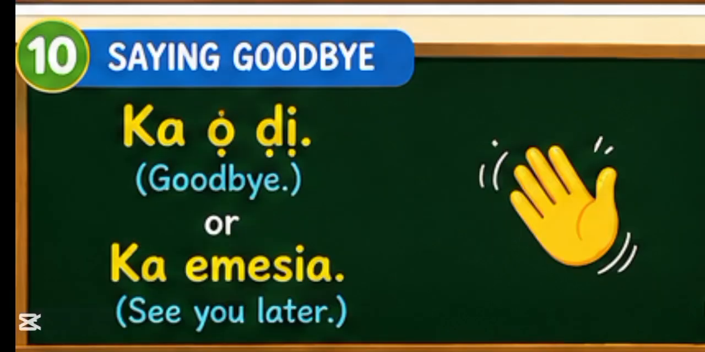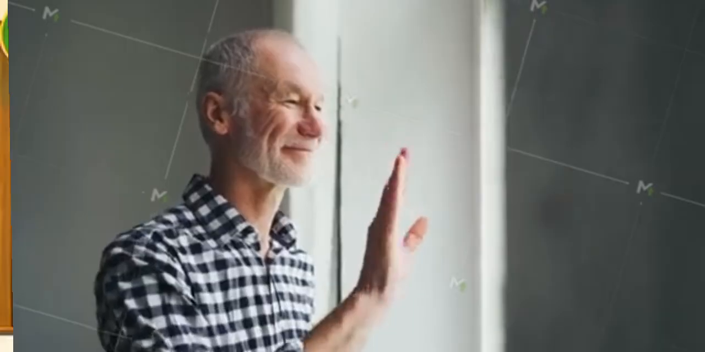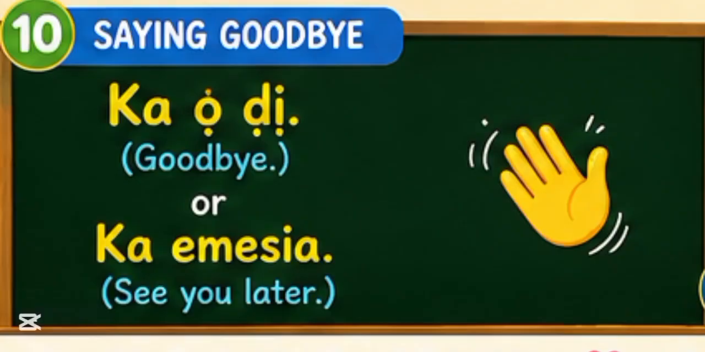After meeting people, often tell them bye or say goodbye. So in Igbo, to say goodbye, you say kaọdị, goodbye, or ka emesia, see you later.